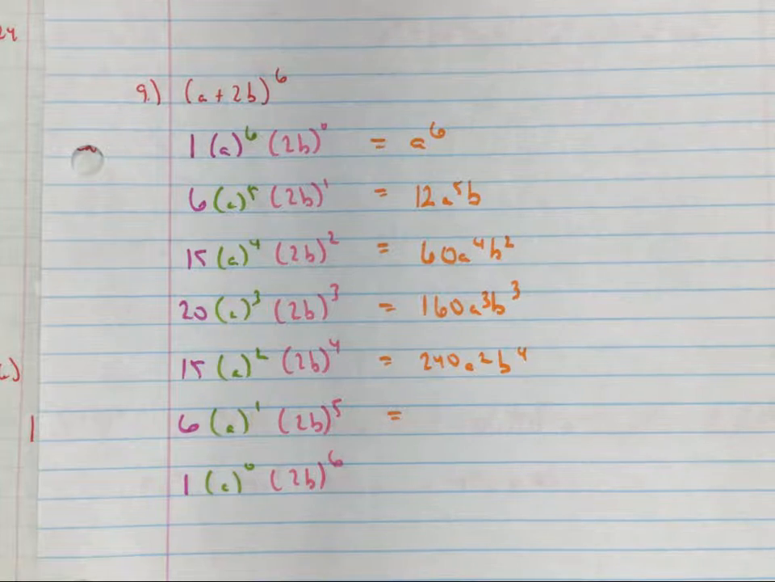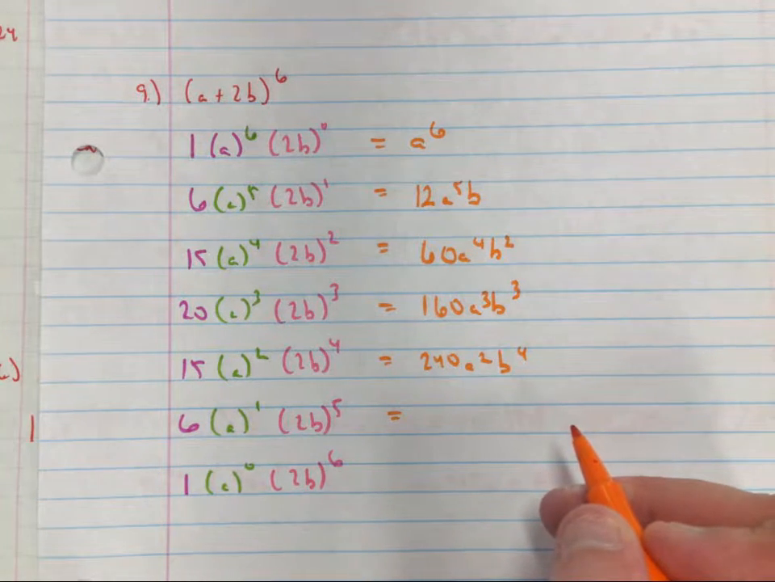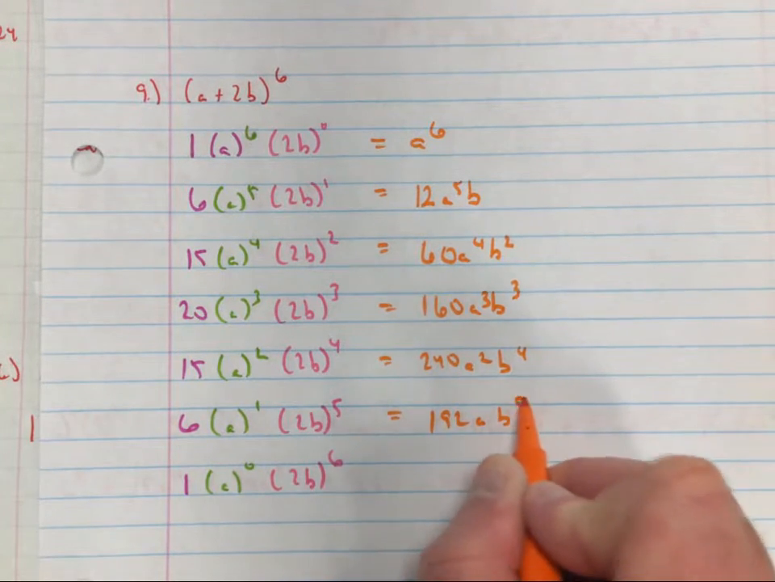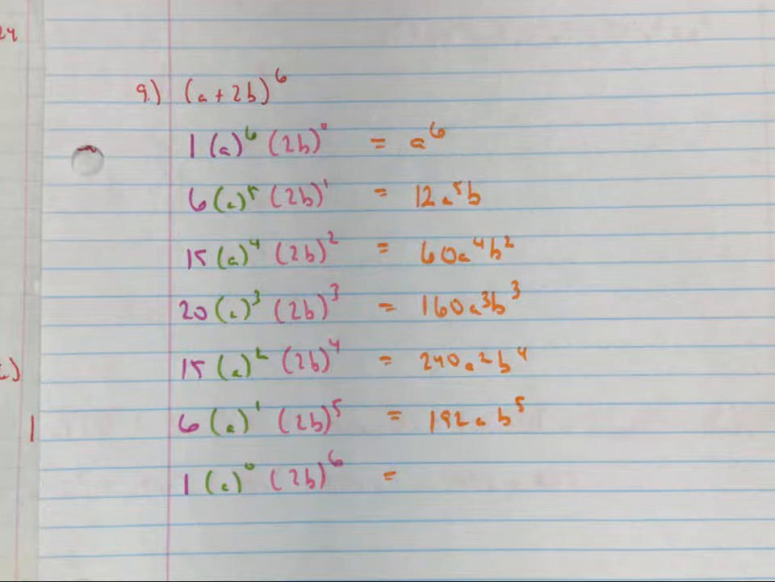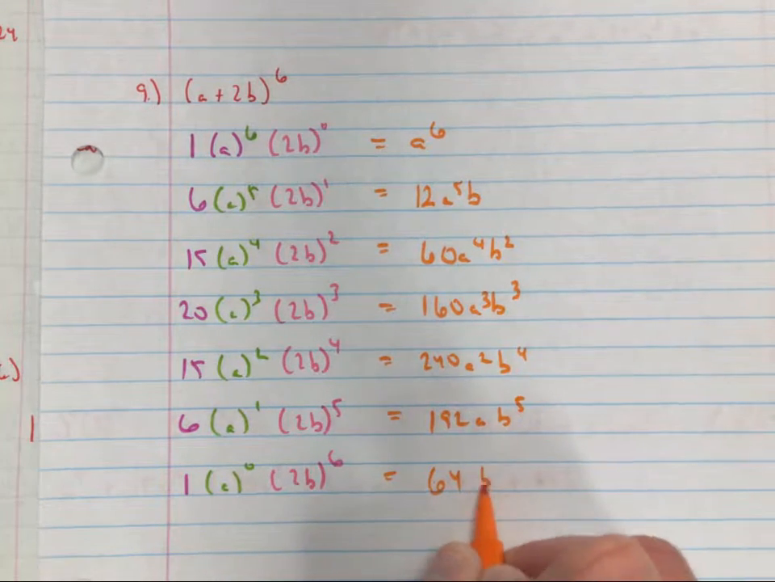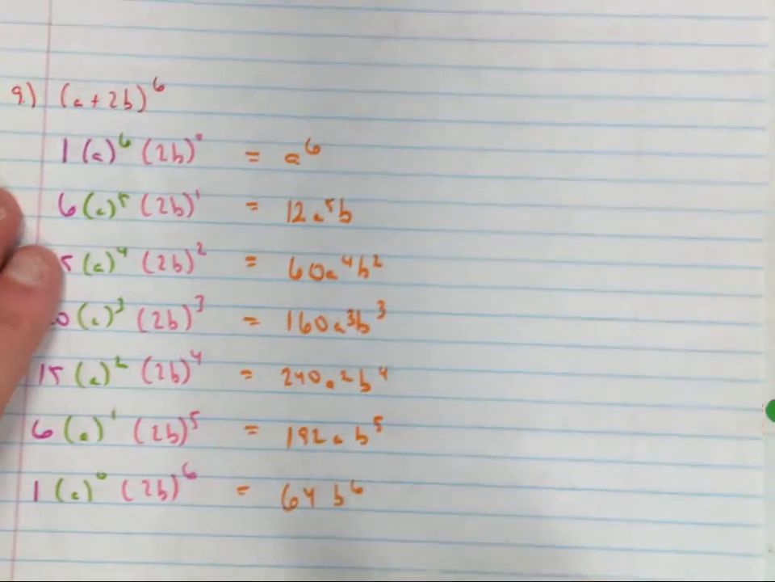2 to the 5th is 32 times 6. Did I mess up something? Okay, 192 A B to the 5th. 2 to the 6 is 64. B to the 6 is A zeros 1. So your final answer would be all this written across up here.